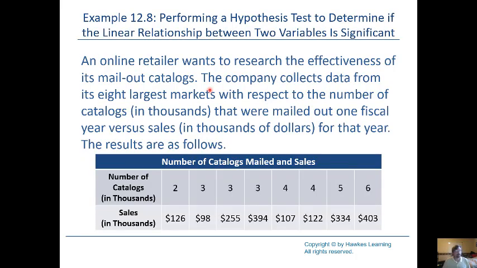Okay, so if we wanted to research the effectiveness of mail-out catalogs, they've collected data from the retailer's 8 largest markets with respect to the number of catalogs, in thousands of catalogs sent out, versus sales in thousands of dollars. So this is 126,000 for 2,000 catalogs, and these are their results. There are 8 data points there, one data point for each market they were looking at.